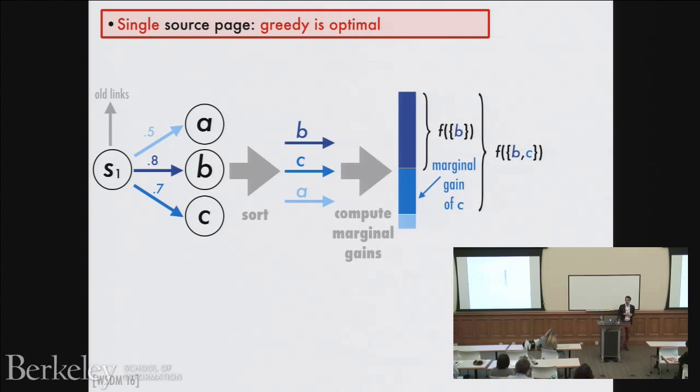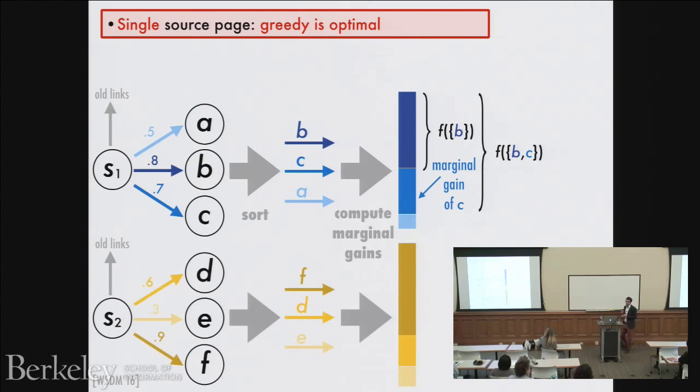Okay, and you can then also compute those marginal gains. That's as I said before, every link that you add to the solution will increase the value of the objective function by some amount, and that amount is called the marginal gain. And you can simply compute that by iterating once over the ordered list.